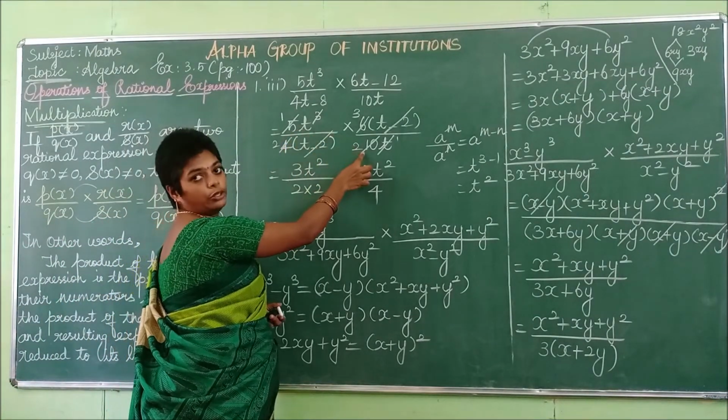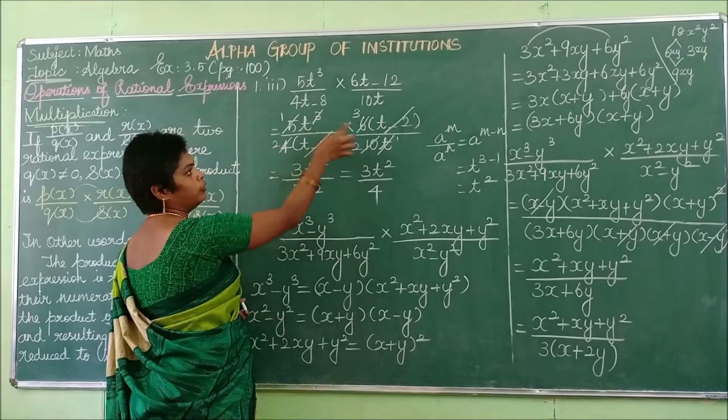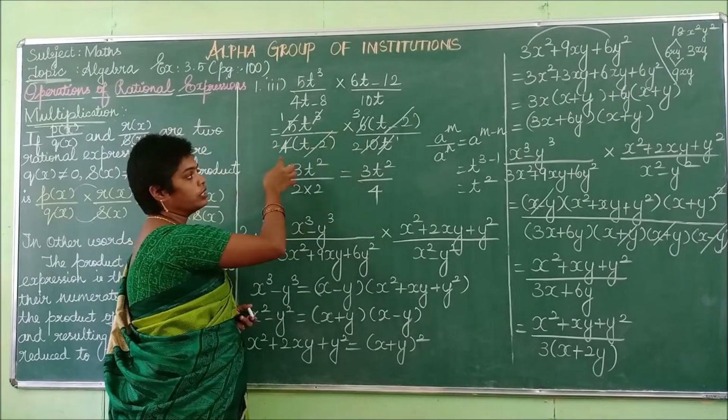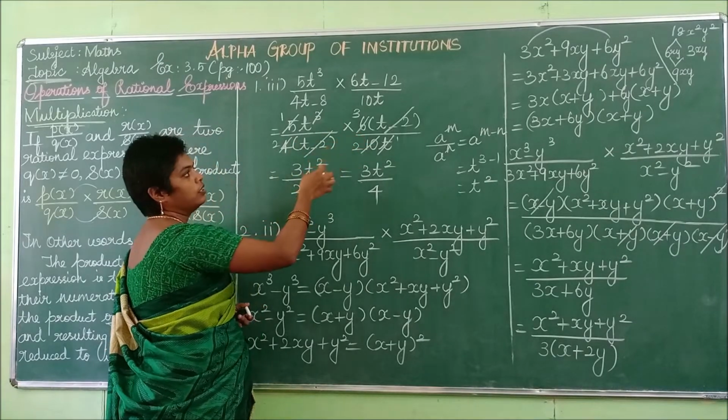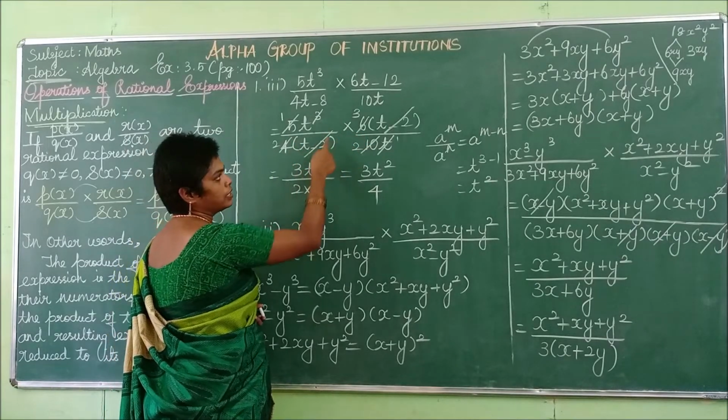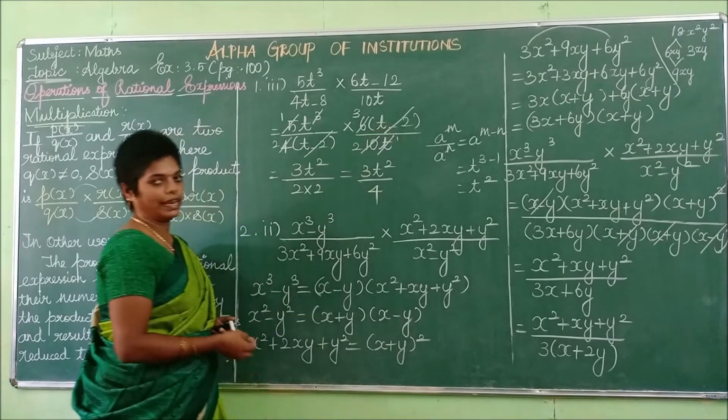1 5s are 5, 2 5s are 10. Here you can cancel these values in the two tables. 2 2s are 4, 2 3s are 6. Then the final term, t minus 2 and t minus 2, get cancelled.